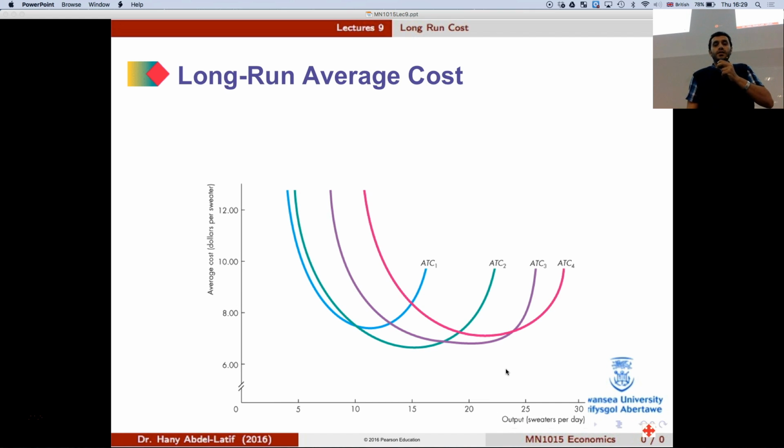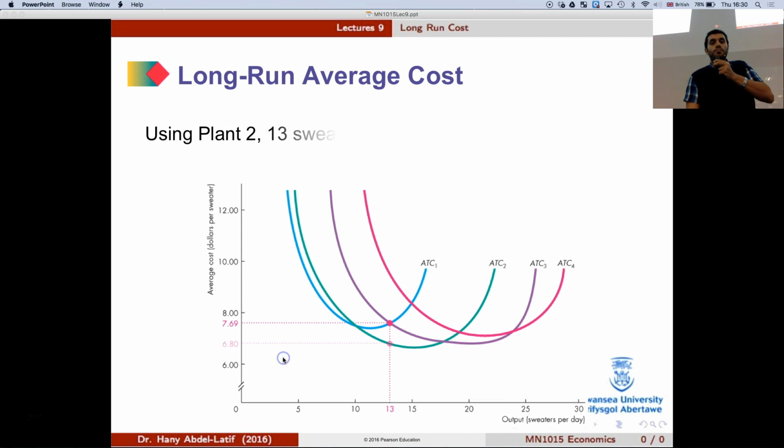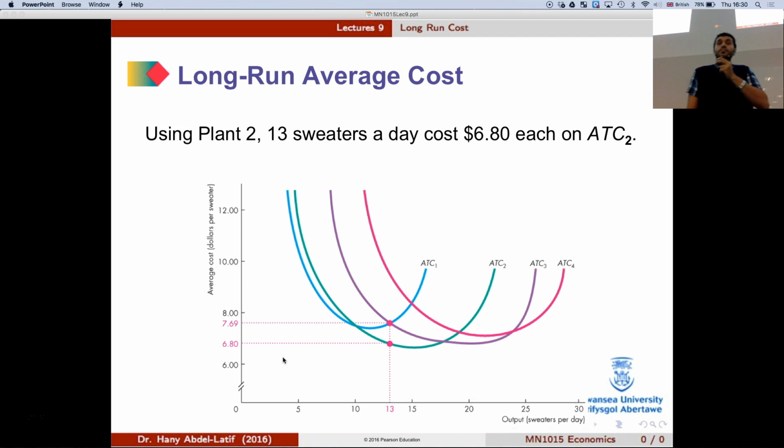So let's look at this again. So 13 is here. If I choose plant 1, how much is the cost? It's 7.69. Okay? If you choose plant 1. So if I choose plant 2, then that's the average total cost curve for plant 2, the green one. How much is the cost? It's 6.80.